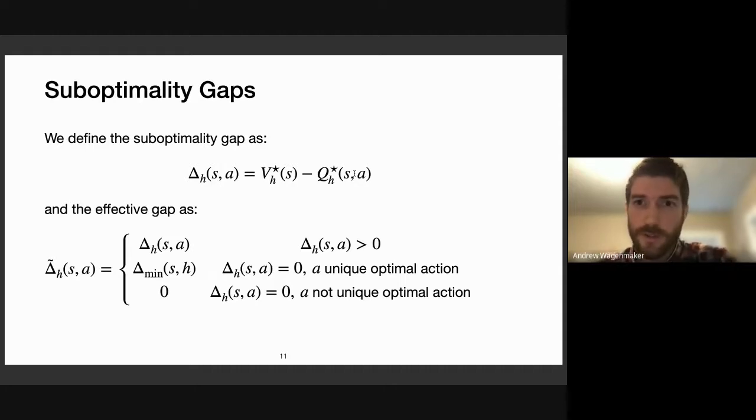And then we're going to introduce this notion of the effective gap. We're going to use a delta tilde, and we're going to define it to be simply the gap if the gap is greater than 0. If the gap is equal to 0, if A is an optimal action and it's a unique optimal action in this state, then we're going to define the effective gap to be the minimum gap in that state. So in this case, if A is a unique optimal action, the effective gap will always be greater than 0. Now, in the case where A is not a unique optimal action, we're going to define the effective gap to be equal to 0.